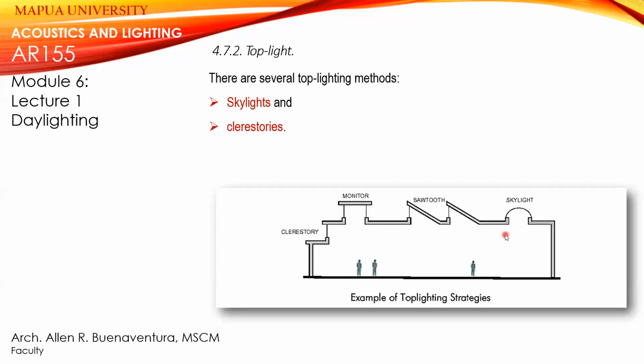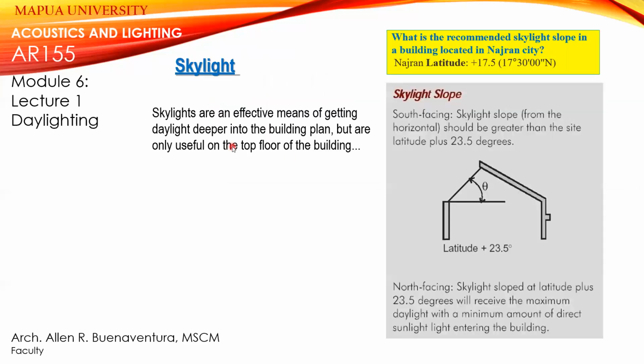So this is one of the solutions for daylighting. Okay. So skylights are an effective means of getting daylight deeper into the building, but are only used on top of the building. South-facing skylight slope from the horizontal could be greater than the site latitude of 23.5 degrees.